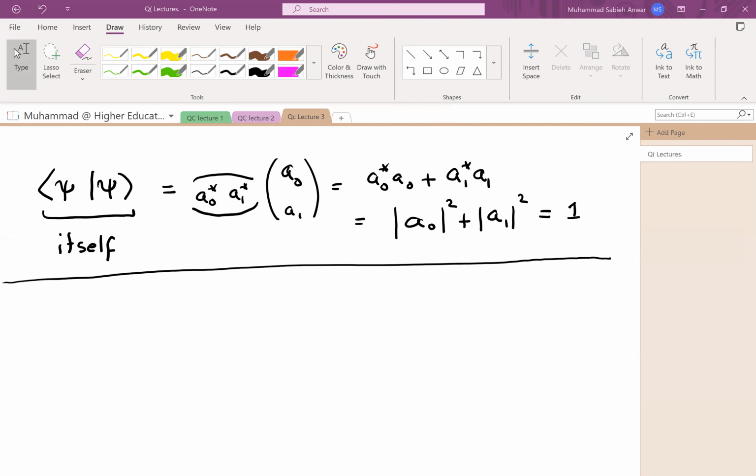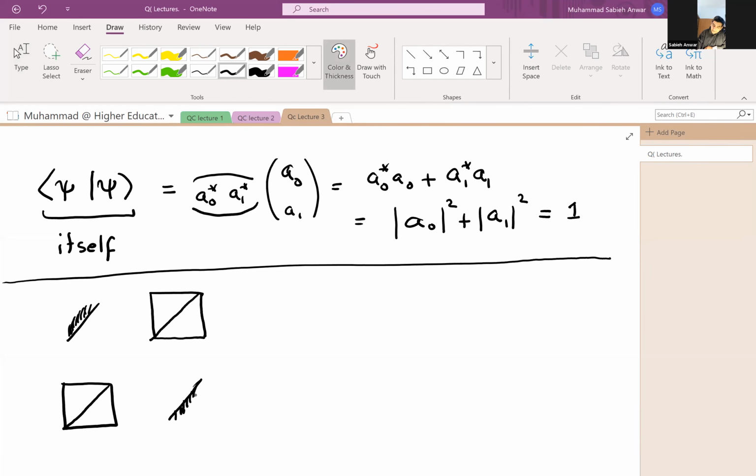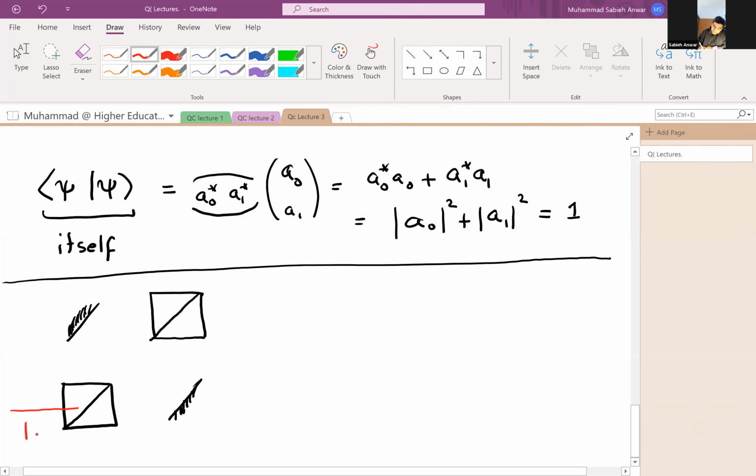Now, once we have this representation of quantum states, we need to do transformations on these states. Now let's look at our quantum interferometer once again. I have two beam splitters, non-polarizing beam splitters, two mirrors, and I have a single photon coming in a state ket 0.